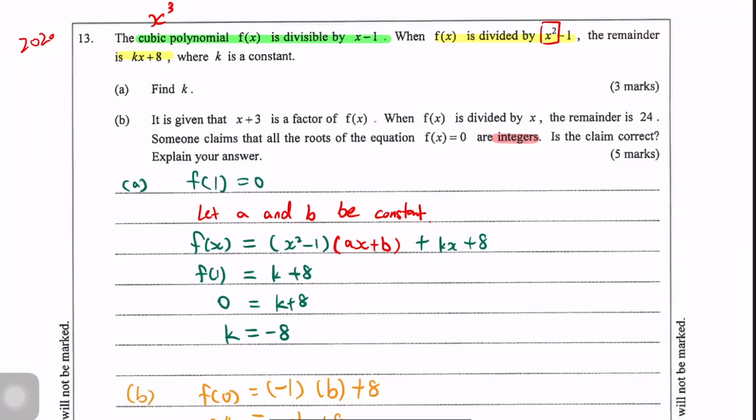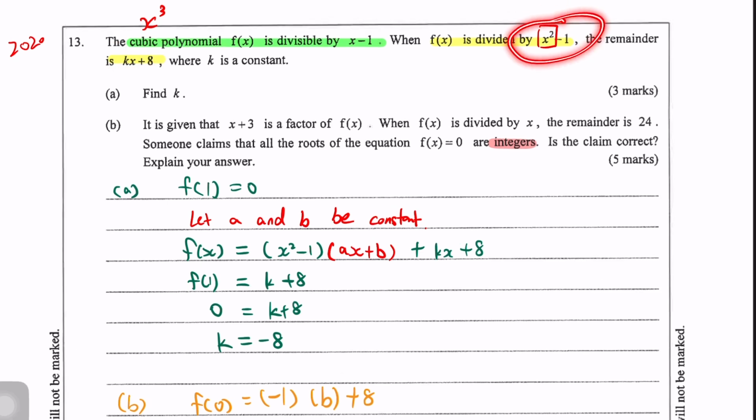PP2020's paper. Given that it's a cubic polynomial, it means the highest degree is x to the power 3, and it's divisible by x minus 1. When f(x) is divided by this one, the remainder is this one. Now, can we put x equals 1 or x equals -1 and say that it equals this one? Actually, you can't. Even though it tells the information in this format, this one is not a linear equation.